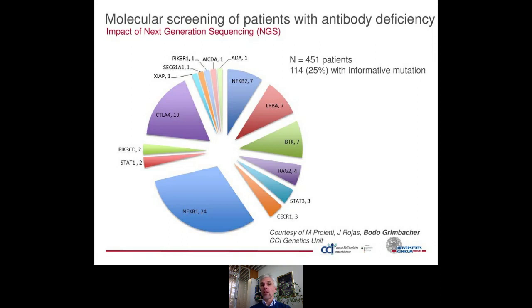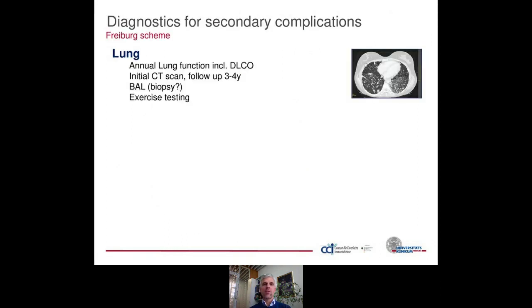Currently, we think about 25% of our patients show some monogenic defects, which we can characterize, and especially autosomal dominant forms, like you see the NF-kappa-B1, the light blue at the bottom, or the purple on the left top with CTLA-4 deficiency, become more and more prominent among these. And you want to characterize them, you want to discover them, so that you can actually address their needs more specifically as you have done before.